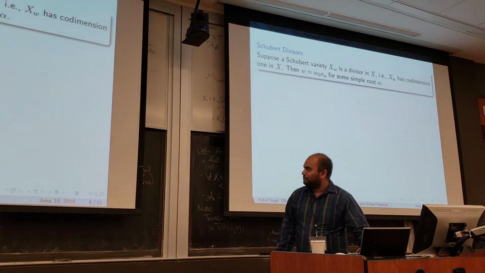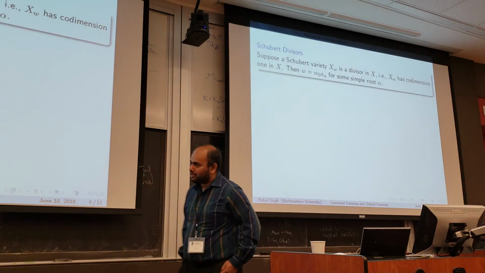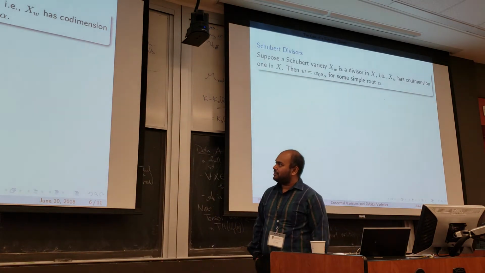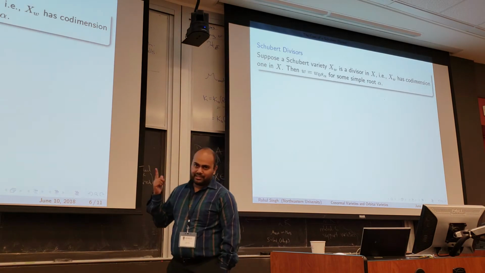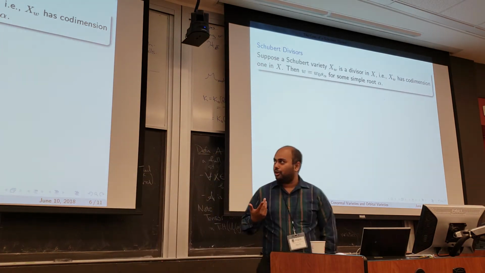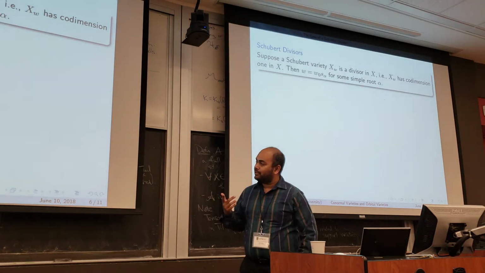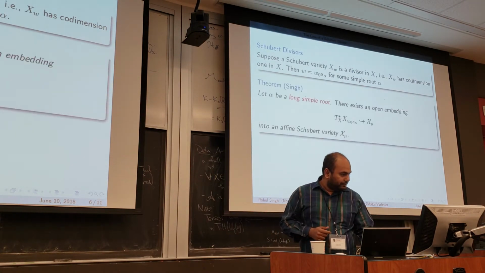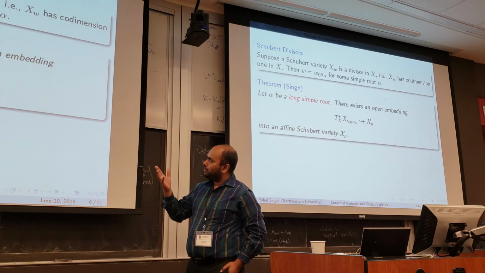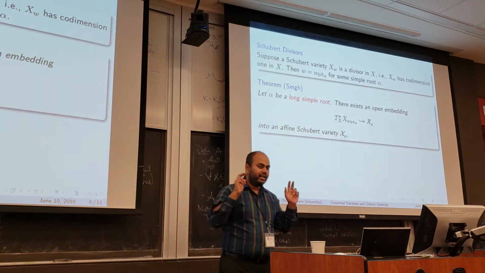Okay, so here I'm going to give you a first class of solutions. The answers are nice, but they apply very restrictively. If I have a divisor, so a codimension 1 Schubert variety, and I want to talk about the conormal variety of that, here's a theorem: if you look at that, you can basically compactify it into an affine type Schubert variety.